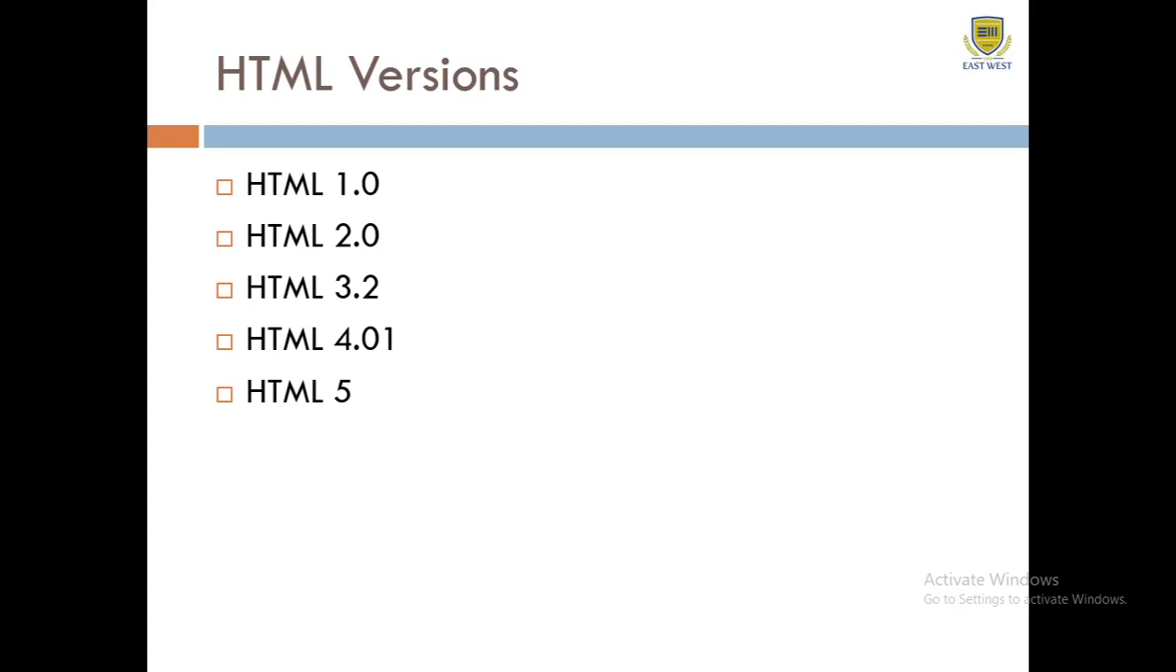So next, let us see about the various HTML versions that are available. Since the time HTML was invented, there are a lot of HTML versions in the market. So the brief introduction about the HTML versions we can note down as what you can see on the screen. The first one was HTML 1.0, the first version of HTML, which was the bare bones version of the HTML language, and it was released in the year 1991.